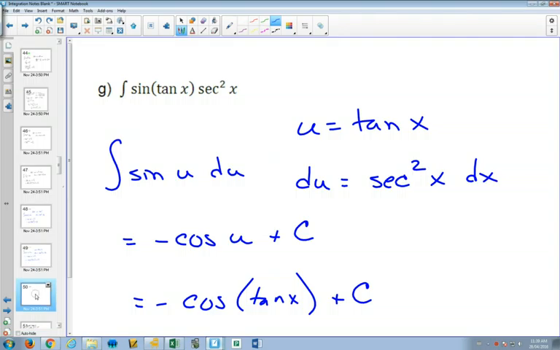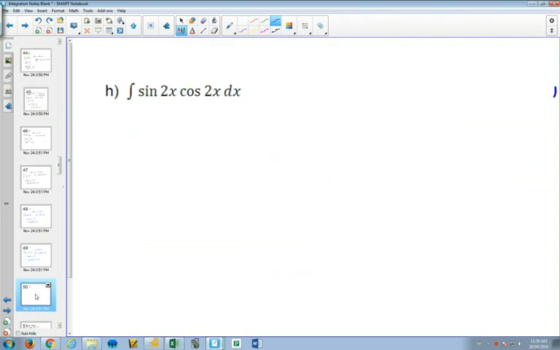All right, and the last one I said we're going to have some fun with. I'm going to split my page in half, and I'm going to solve this one with 2 different techniques, and we're going to see something interesting with the answer.